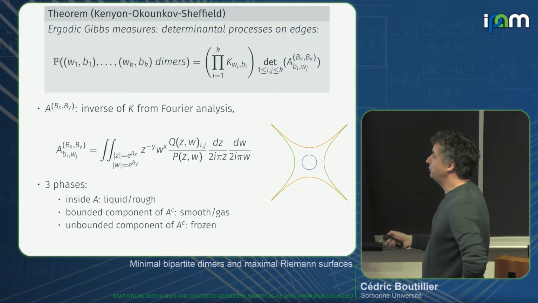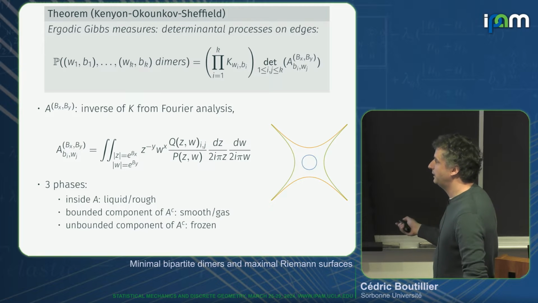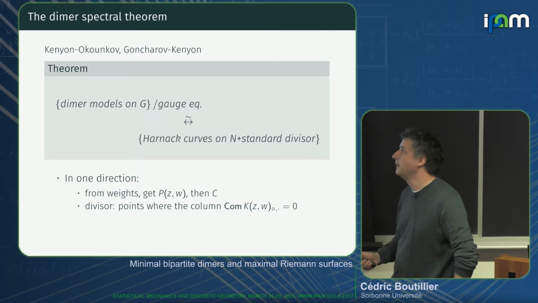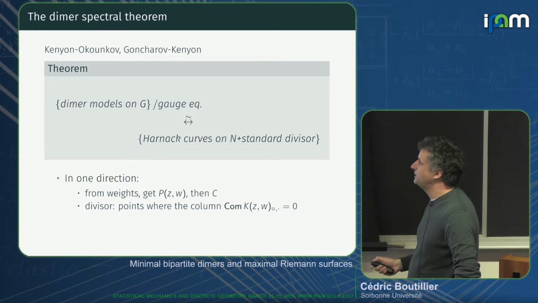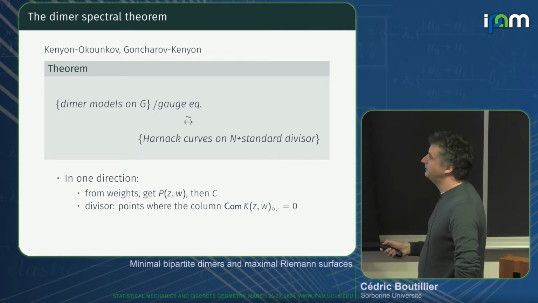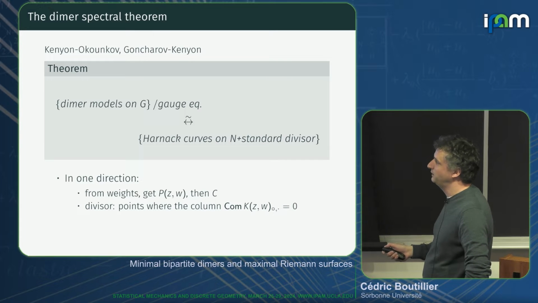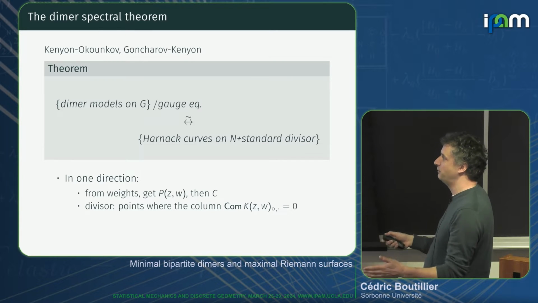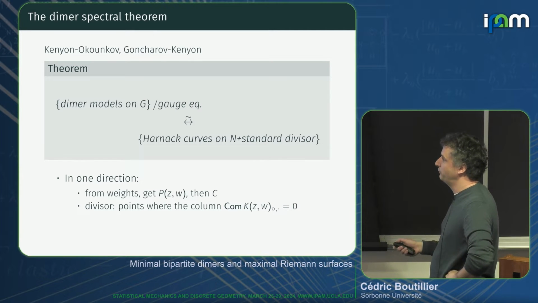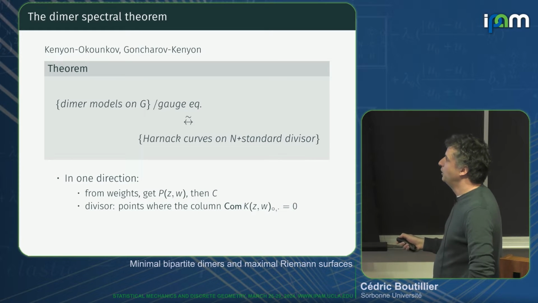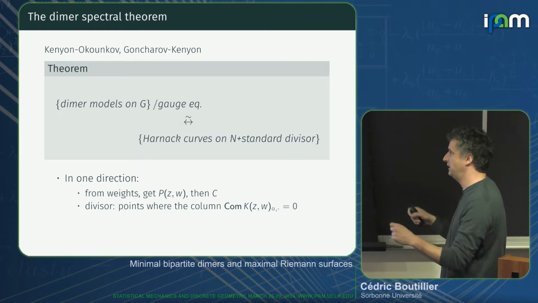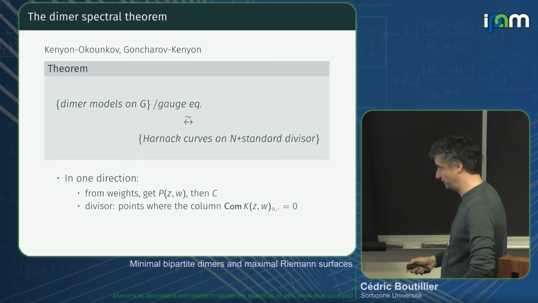But so Kenyon and Okounkov proved that, in fact, every Harnack curve can appear as the spectral curve of a dimer model, and they prove, in fact, something more precise, which is this spectral theorem, which tells you that there is a one-to-one correspondence between dimer models on my biperiodic graph modulo some transformation, and the set of Harnack curves living on the same Newton polygon with an extra data, which is a standard divisor, which is just a collection of points living on the ovals of this curve.